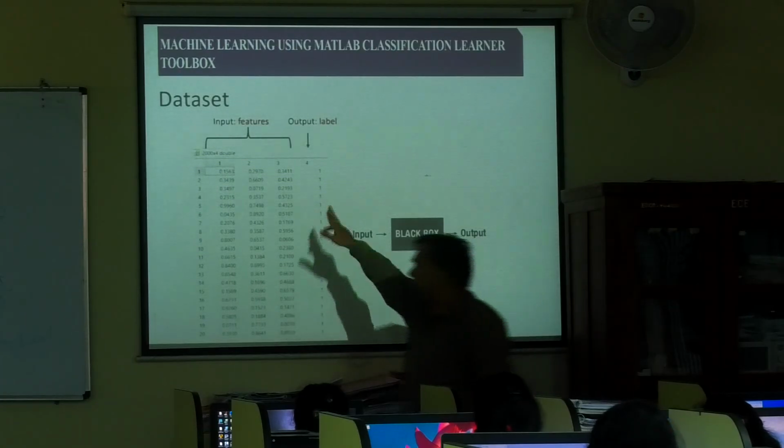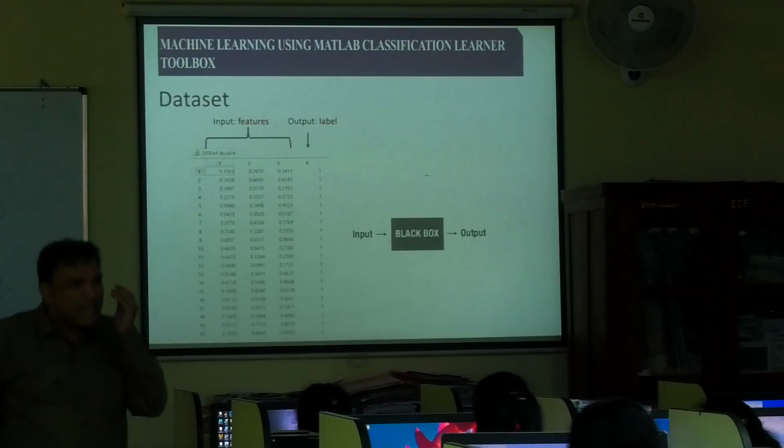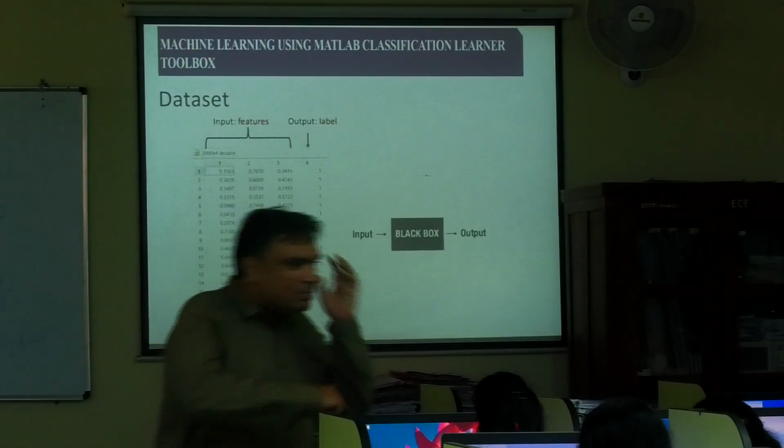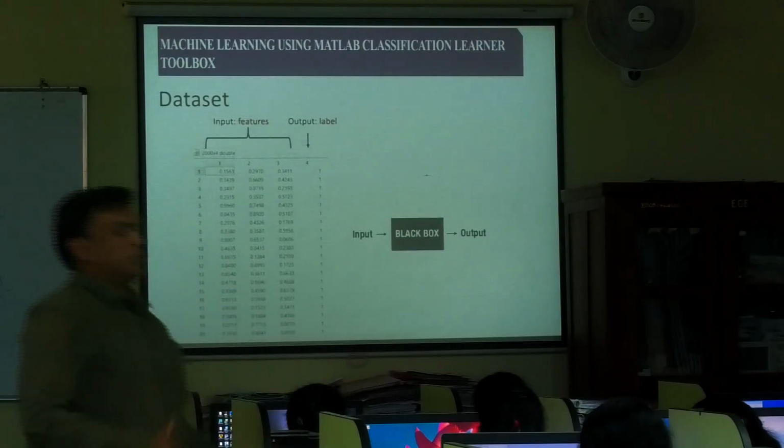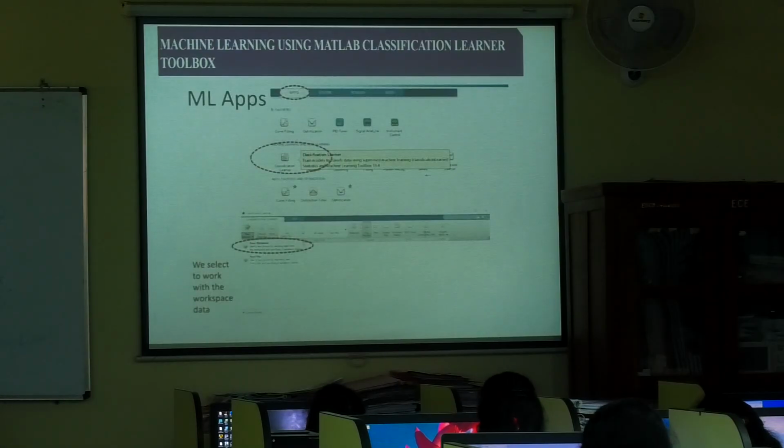Understood? So the label will be given, then input, then output. Black box means you have to write a program, and the program must recognize a tomato as a tomato. Got my point? In the same way we are going to design the output.